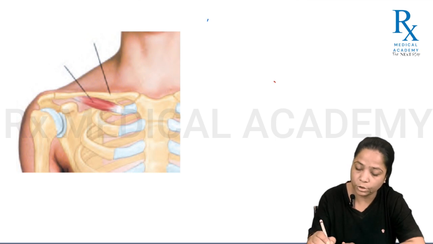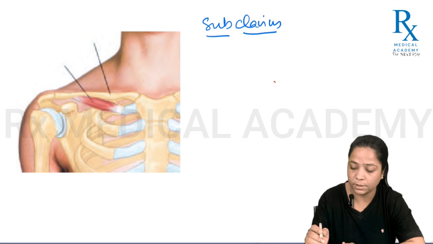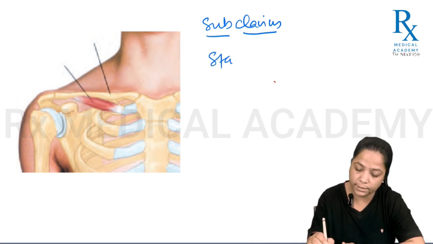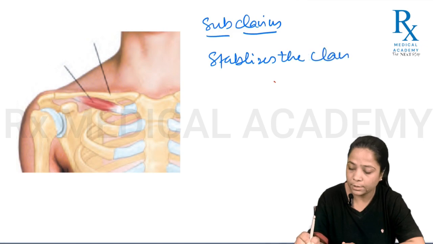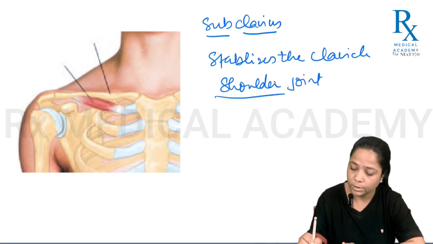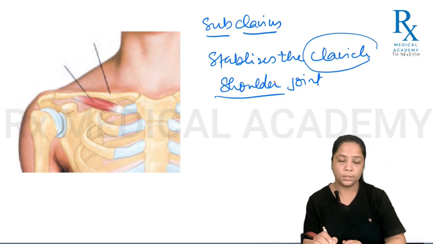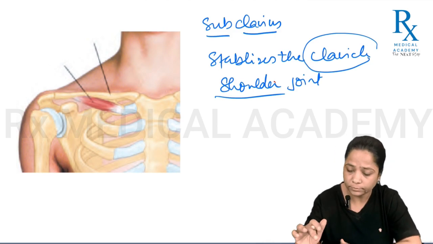So the basic function of the subclavius is that it stabilizes the clavicle during shoulder movement. So during the shoulder joint movement, it stabilizes the clavicle. So it is basically a stabilizer of the clavicle.